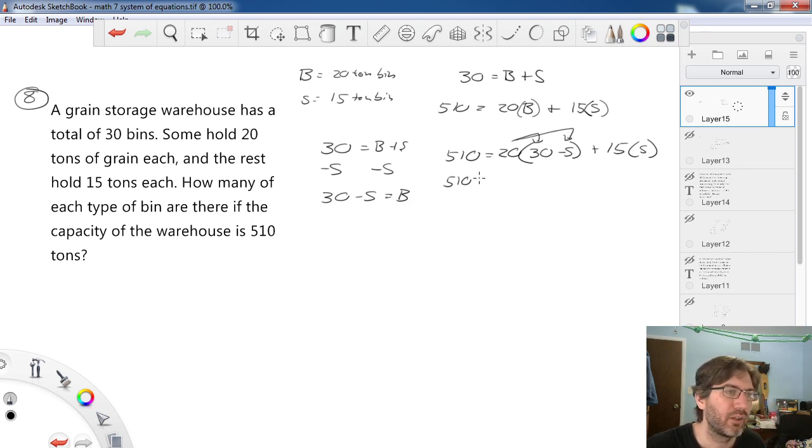You get 510 equals 20 times 30. 2 times 3 is 60. Minus, and then 20 times s is going to be 20s plus 15s. And here you can combine your like terms of this negative 20s and this positive 15s, and you're going to get 510 equals, that is a negative and this is a positive, so it's going to be 60 minus 5s. Is that making sense?